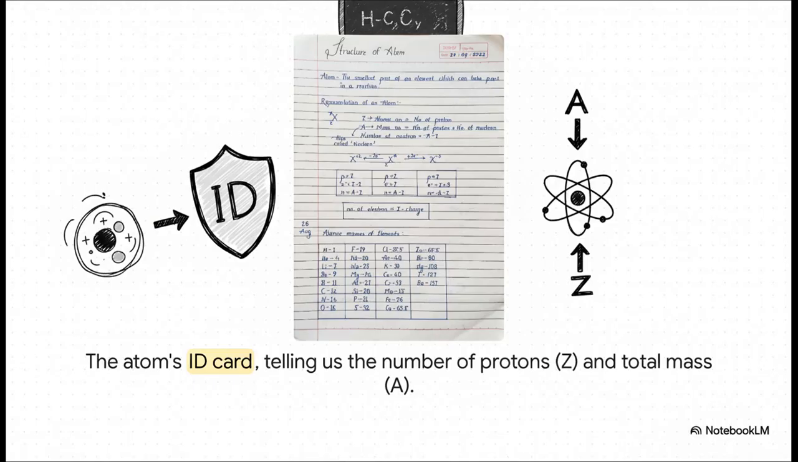Now, check this out. It might look a little like a secret code, but it's really the atom's ID card. It tells you everything you need to know about its core. That Z on the bottom, that's the atomic number. It's just a count of the protons, and it's what makes an element, well, that element. The A up top is the mass number. That's the total number of protons plus neutrons. It's a super neat way to pack in all the vital stats.